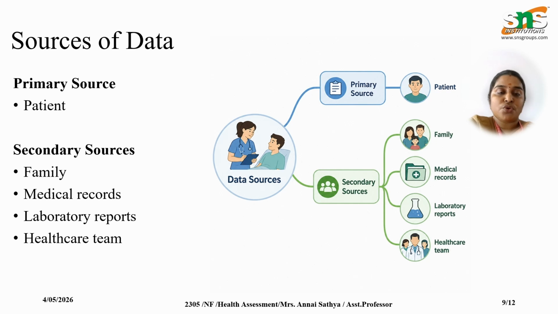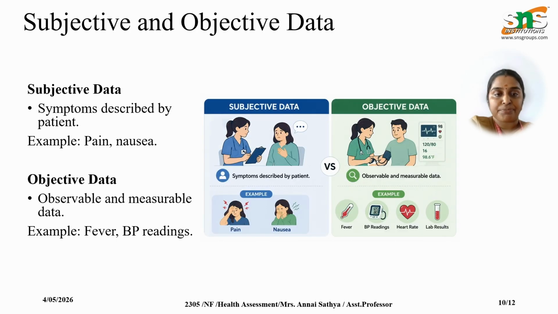So next one is the sources of data. So assessment data can come from different sources. The primary source of information is the patient because the patient can directly describe symptoms and feelings. Secondary sources include family members, medical records, laboratory reports, and other health professionals. Secondary sources are especially important when the patient is unconscious, confused, or unable to communicate properly. So, nurses should collect reliable information from all available sources for accurate assessment.